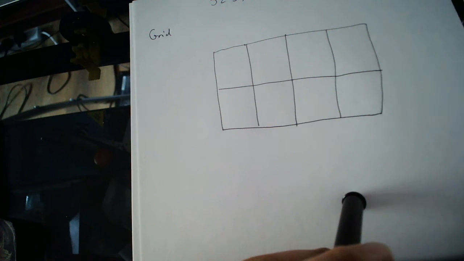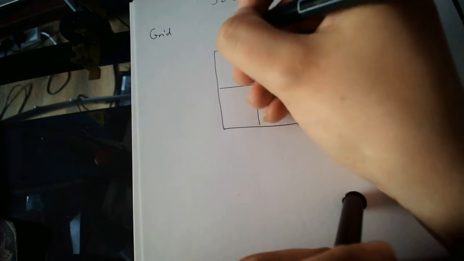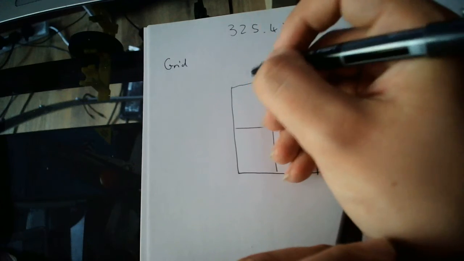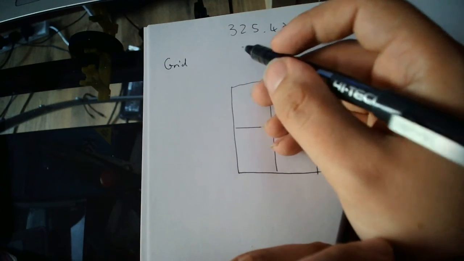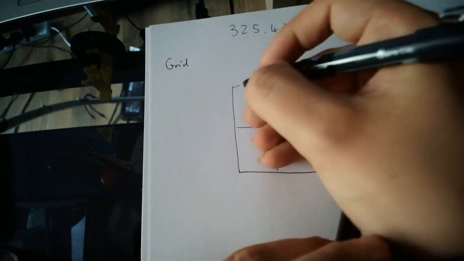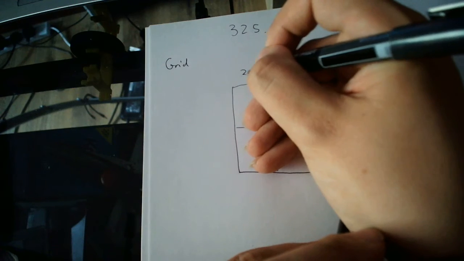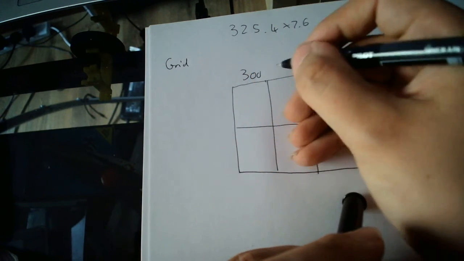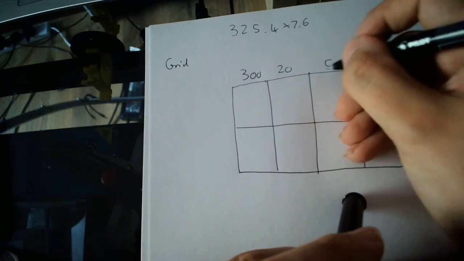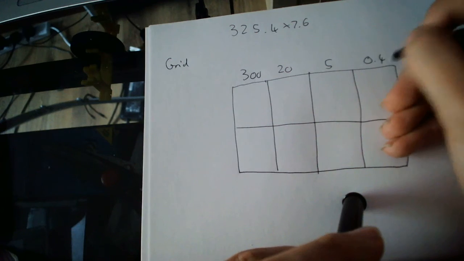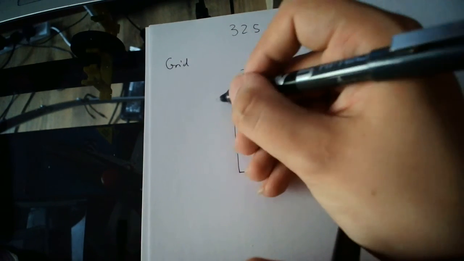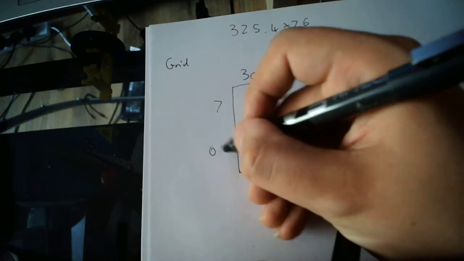Just double check something. Right, so then, along the top here we write down what each digit is worth. So 3 in 325 is worth 300, 2 is worth 20, 5 is 5, and the 4 is 0.4. Then down the left hand side here, 7 and 0.6.